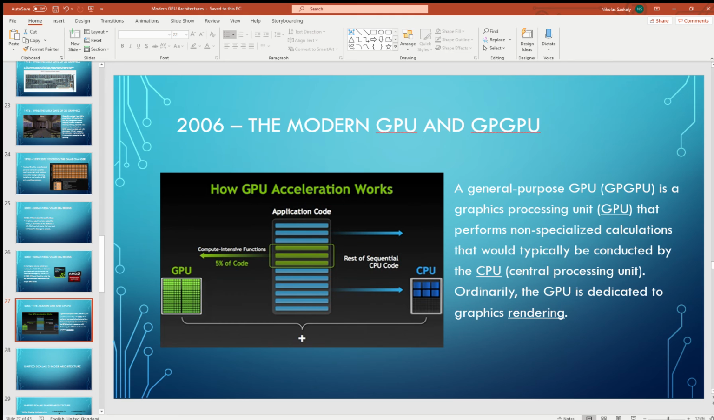A general purpose GPU, or GPGPU, is a graphics processing unit that performs non-specialized calculations that would typically be done by the CPU. Ordinarily, as we know, the GPU is dedicated to graphics rendering, but GPUs are used for tasks that were formerly the domain of high-power CPUs, such as physics calculations, encryption and decryption, scientific computation, and the generation of cryptocurrencies such as Bitcoin.